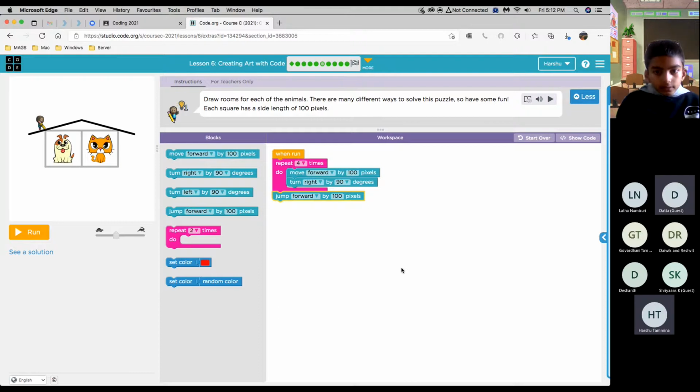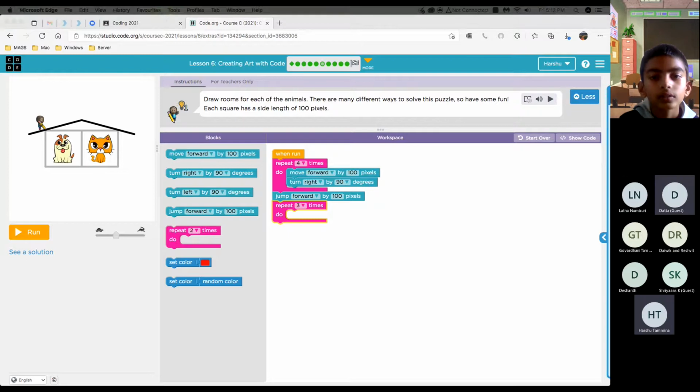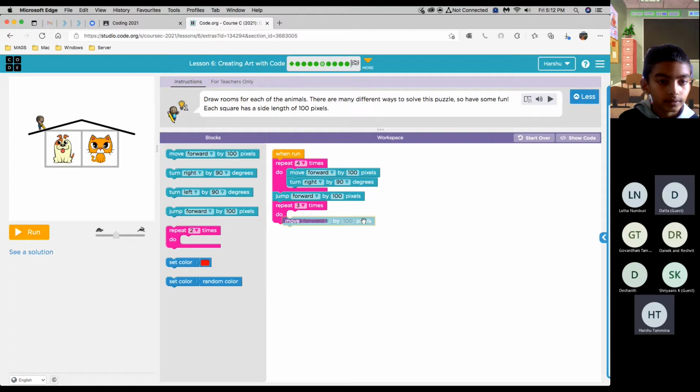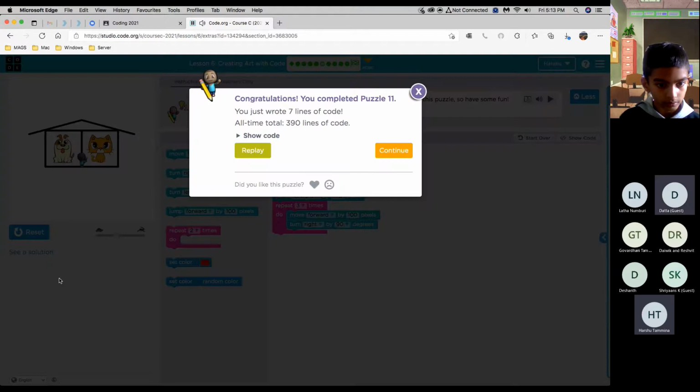Then repeat 3 times. Then move forward by 100 pixels inside and turn right by 90 degrees. Okay, let's see if that's correct. Does anyone have a different answer? Okay, let's run it and see if that's correct. That's correct, good job.